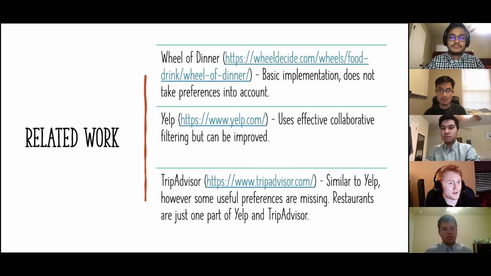In TripAdvisor, there are also some useful preferences that are missing. And restaurants are just one part of Yelp and TripAdvisor. So we want to make our app specifically restaurant focused. So the user's preferences will only indicate preferred restaurants. And another improvement we thought of was implementing a conversational chatbot that the user can ask to provide nearby restaurants, for example. And we think that will help boost interactivity that we mentioned earlier.